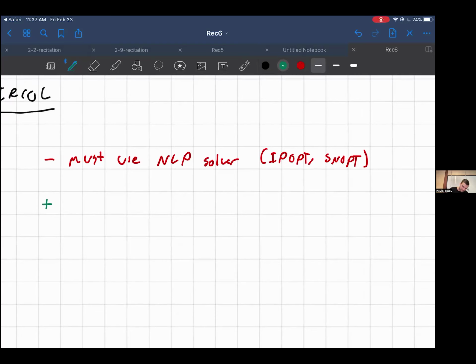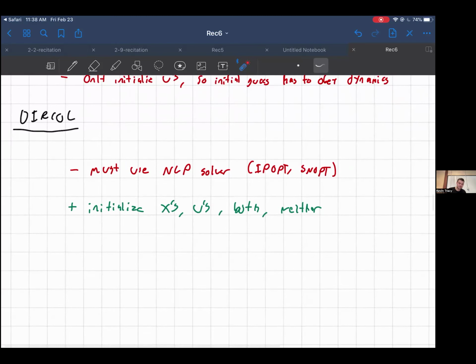A plus: I can initialize X's, U's, both, neither. So I can be way more specific about how I initialize this solver. And remember, for non-convex solvers, how we initialize is super, super important. So I can initialize the states. Say if I just want to walk, I could initialize my DIRCOL with just this thing kind of moonwalking across the room. And then the solver, because it has the dynamics and the constraints, will figure out a dynamically feasible version of that that starts pretty close to what you gave it. So it's much better to initialize with.